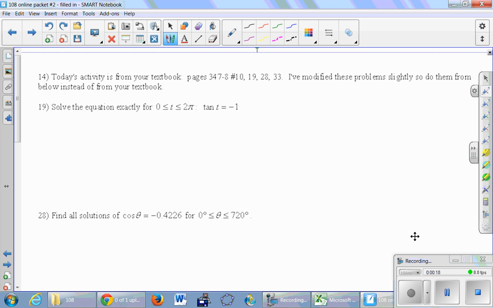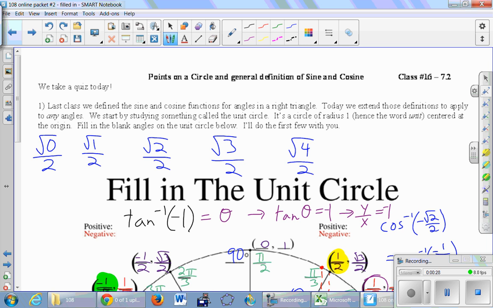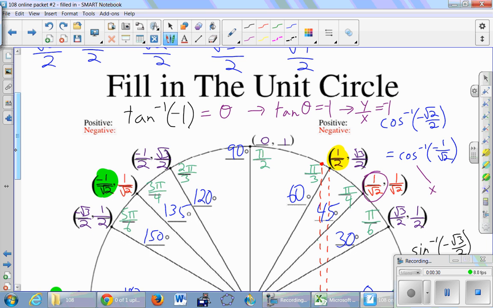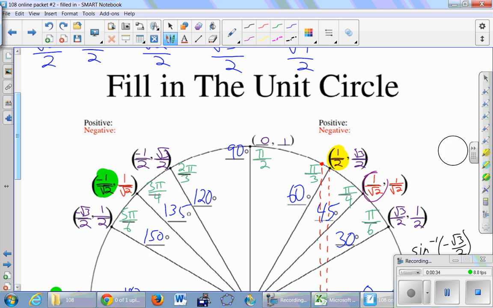Okay, the fact that it says solve exactly means that tangent must equal -1 at some nice angles, meaning look at your unit circle. So again, we'll take a look at the unit circle, and we're looking for tangent of t equal to -1. So we'll write that equation here. And we know that tangent is y over x. So we're looking for places where the y divided by the x is -1.